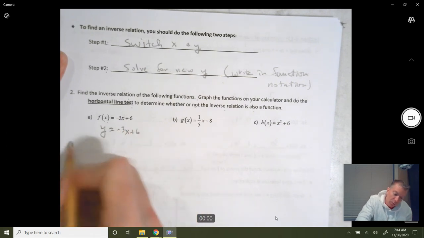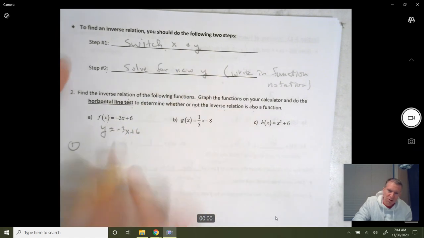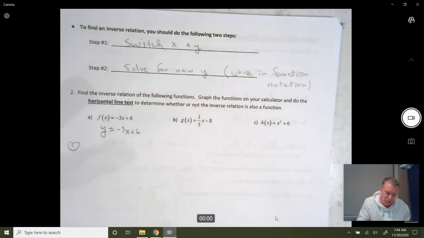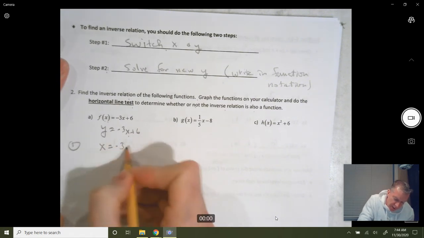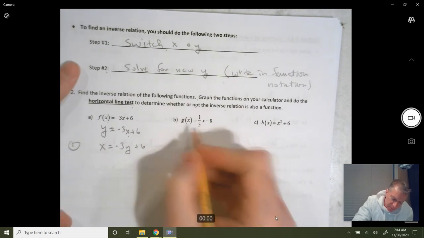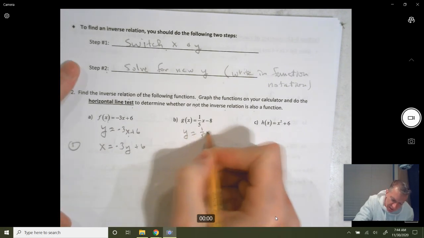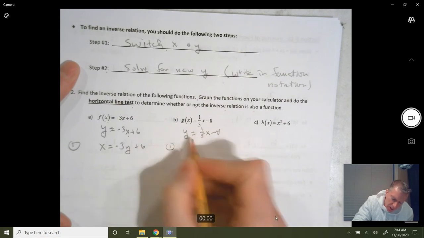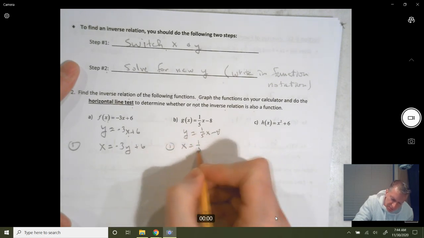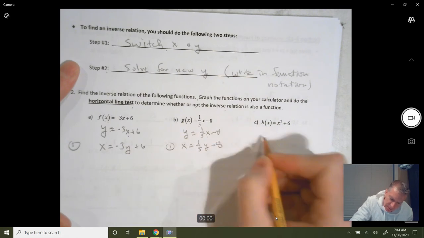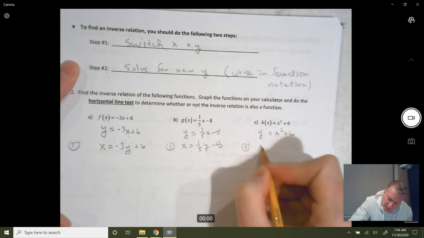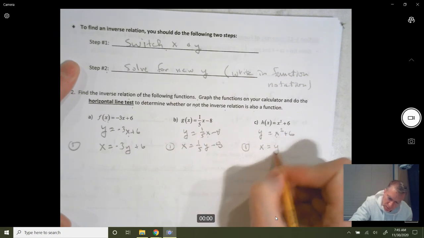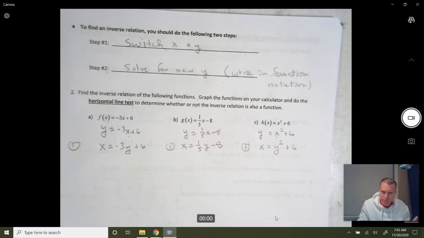I'm going to do step one here where I switch x and y. So you're not really doing any calculations here. The y becomes an x, equals negative 3, and the x becomes a y. That's your first step. So this is y equals 1/5 x minus 8. The first step, the y becomes an x, the x becomes a y, everything else stays the same. So this is y equals x squared plus 6. Step one, y becomes an x equals, that becomes a y, so y squared plus 6. That's your first step. Everywhere you see an x turn into y, everywhere you see y turn into an x.